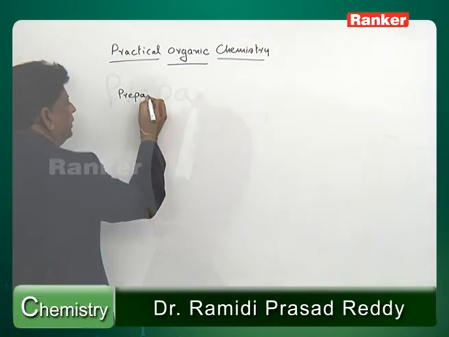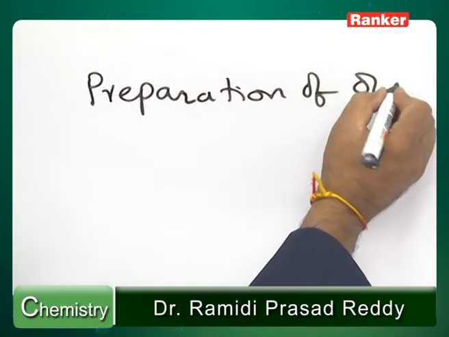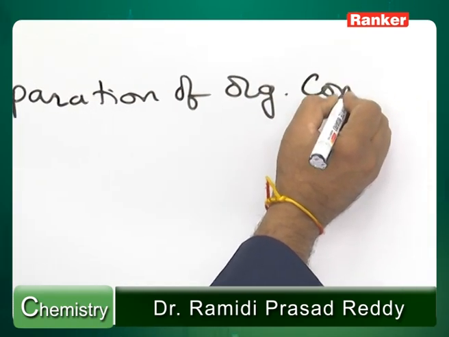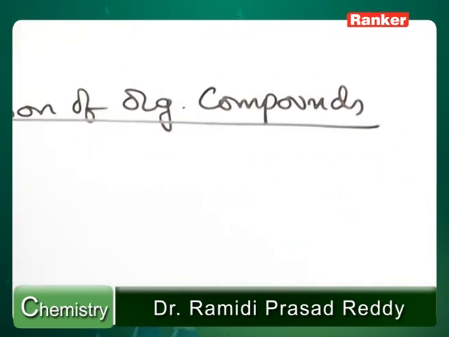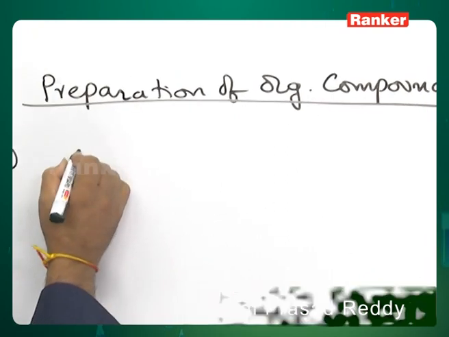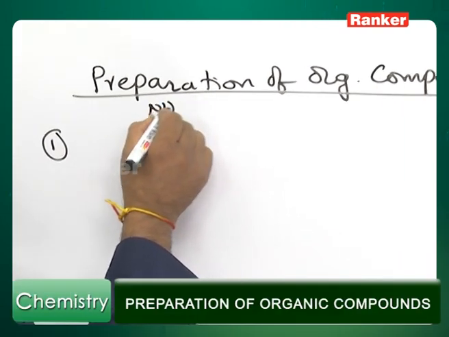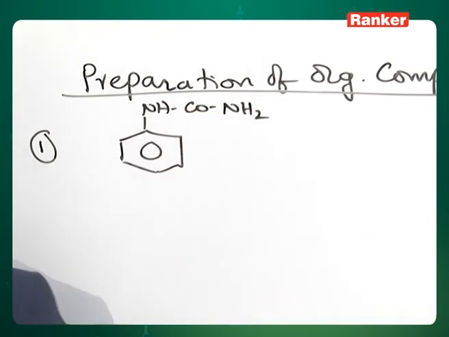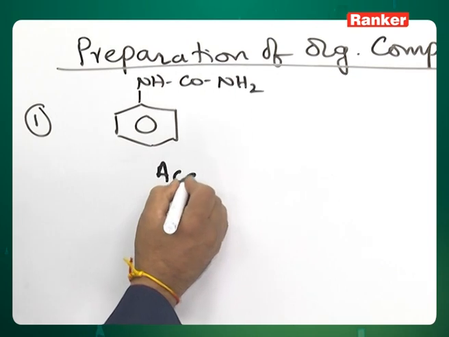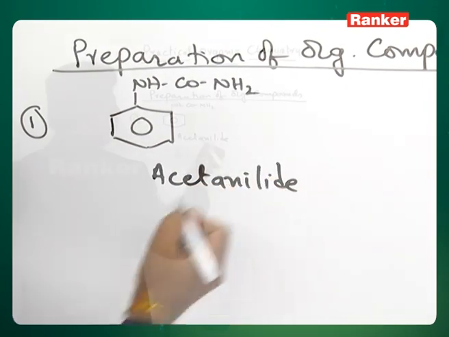The next part will be the preparation of organic compounds. There are 4 compounds given. One is an acetylated aniline, commonly called acetanilide. This is the first compound.